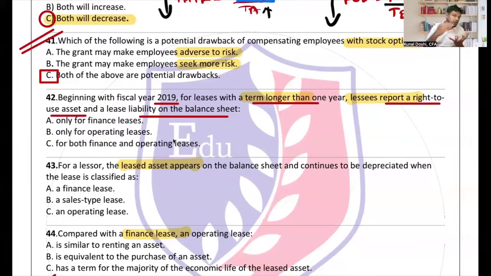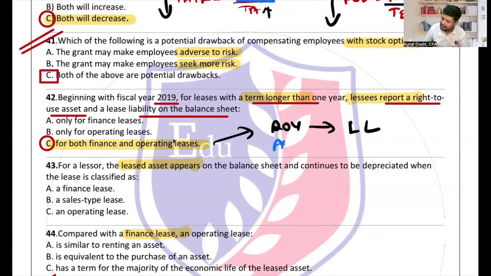The lessor is going to give the asset to the lessee. So the lessee will report an asset and a liability both. The asset is the right of use asset, and the liability is the lease liability that he's supposed to pay. So whether it's a finance or an operating lease, for both you will record an asset called right of use asset, and a liability called lease payables or lease liability. Both are recorded. This is recorded in assets. This is recorded in your liabilities. Correct? Whichever lease, it doesn't matter.